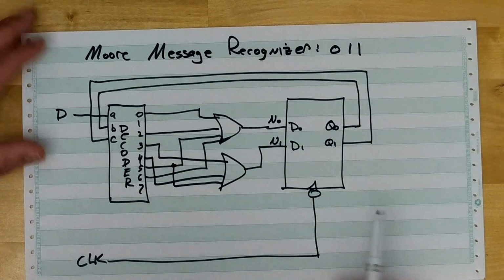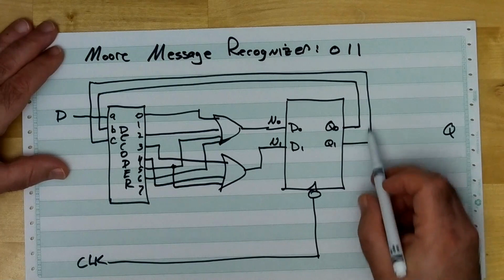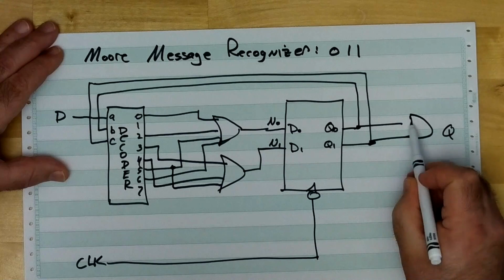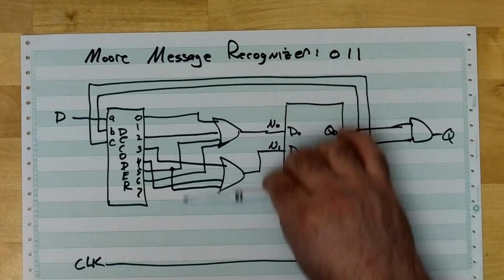How do we then calculate our output? Well, we know that the output over here, which we have marked Q in our official design, is when Q0 and Q1 are both high, in state number 3. So we can just simply tap these off and say if they're both high, put an AND gate right in here and say, done. Q is true if I'm in state number 3. Whatever state I'm in, the current input dictates what the next possible state would be.